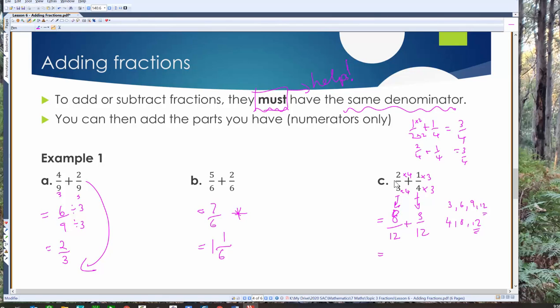Now that number is the same as that, and that number is the same as that. So if they're the same as that, why did we do this? Well, 8 parts out of 12 plus 3 parts out of 12 is simply 11 parts out of 12. It's really easy to add fractions of equal parts. It's really hard to add fractions of unequal parts.